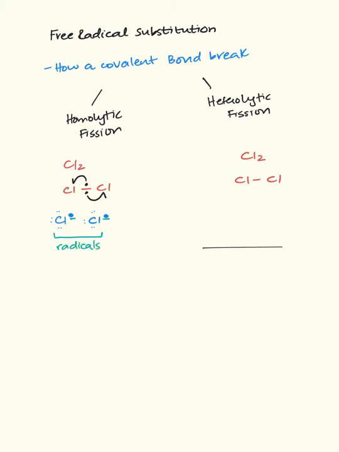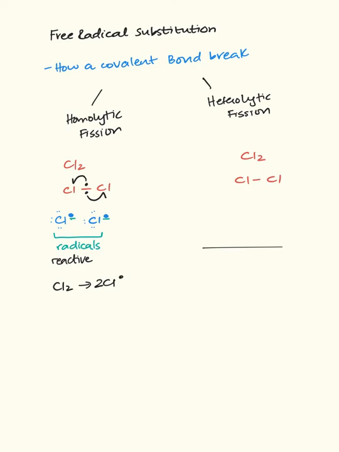Radicals are those species which have an unpaired electron, and because they have an unpaired electron, they are extremely reactive. They can react with literally anything because they want to complete their outer shell. So when a chlorine molecule breaks, it breaks into two Cl radicals.